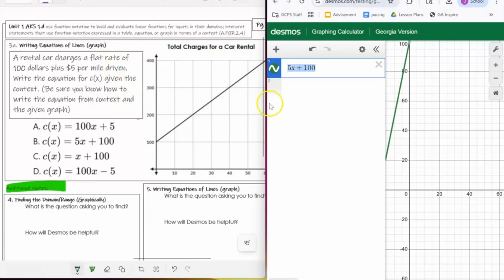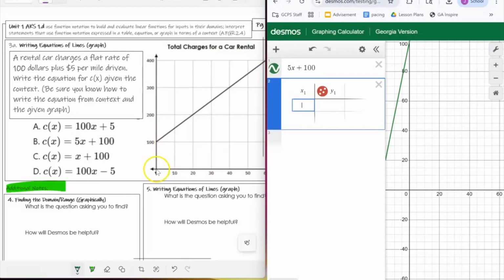But it's also saying make sure you know how to write it from a graph. So how do I write it from a graph? I'm going to do plus table, and I'm just going to put in those points like I did in the previous question. So this is (0, 100).